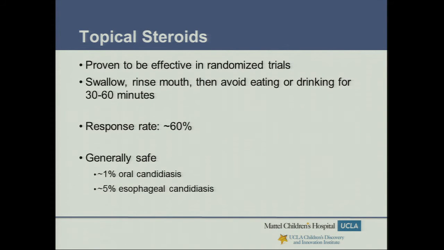But for the patients who go on to have a confirmed diagnosis of EoE, option number 1 is treating them with topical steroids. And topical steroids have been proven to be effective in randomized trials in both children and adults. The way you use topical steroids is by instructing the patient to swallow the steroid, rinse their mouth afterwards so they don't develop oral thrush, and then avoid eating or drinking for about an hour so that the medication has time to stick in the esophagus and locally act. The response rate in the literature is about 60%. I'd say for me, clinically, it tends to be a little bit higher than that. And generally, it's safe. Fewer than 5% of patients may develop some kind of candidiasis infection.